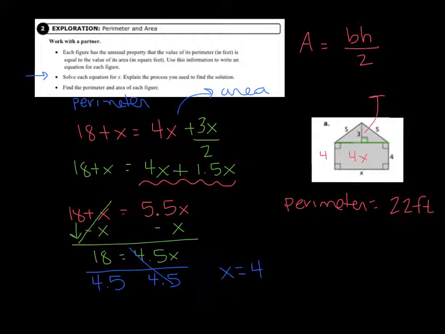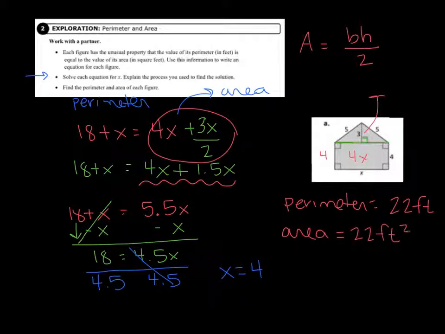Then, to find the area, I just sub it into the other side of the equation, so right here. So I know to find area, I'm going to do 4 times x. So 4 times 4 is 16, plus 3 times x, so 3 times 4 is 12, divided by 2 is 6. So 16 plus 6 gives me 22, which you should have been expecting because it told us 22 square feet, by the way.